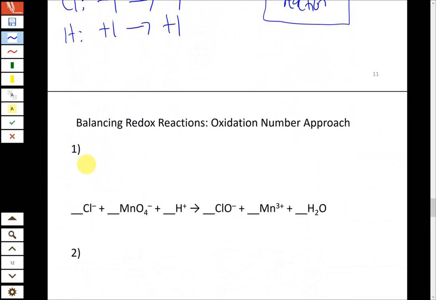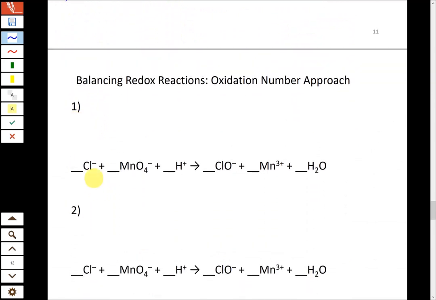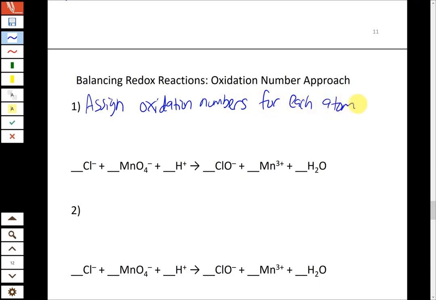So we're going to go through a step-by-step approach for how to do this. So here's the redox equation we're going to balance. It's an ionic equation. It has Cl minus, MnO4 minus, and H plus as reactants. And on the product side, it has hypochlorite, ClO minus, manganese 3 plus, and water. So let's go through the series of steps we're going to have to do to be able to balance any redox equation. So the first thing we have to do is assign the oxidation number of each element or each atom in the equation. So we're going to assign every oxidation number first. And so that's what we're going to do here.